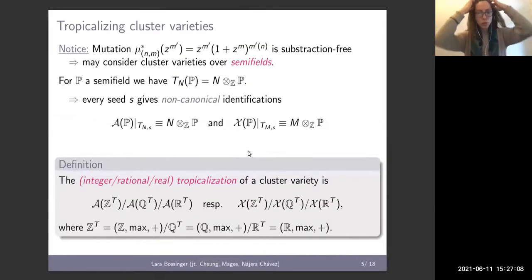For me, the most interesting tropicalization is the one over the integers, the rationals or the reals, and the semifield contained in them. So ZT or QT or RT will always be, well, the integers with max and plus as operations, or the rationals or the reals. And these kind of tropicalizations of the cluster varieties, well, will play an important role.